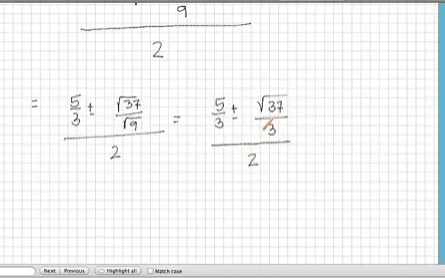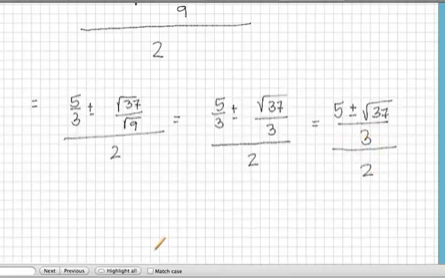It looks like these guys have a least common denominator, and even though I can't really combine them, I can still put them over a unified denominator. So let's go ahead and do that. So this is 5 plus or minus 37 over 3, and that's all over 2.